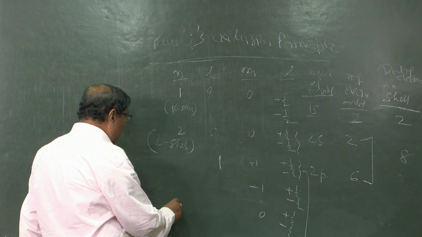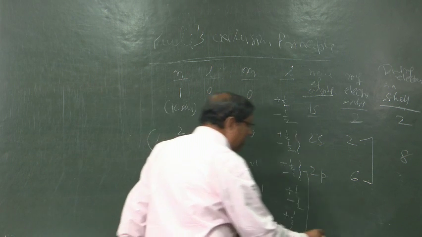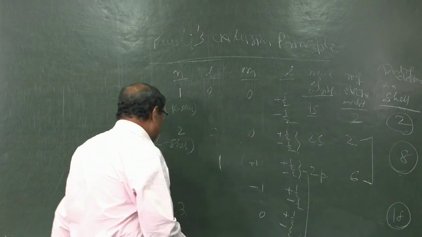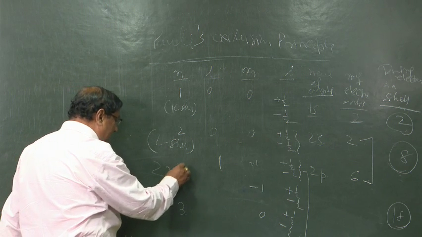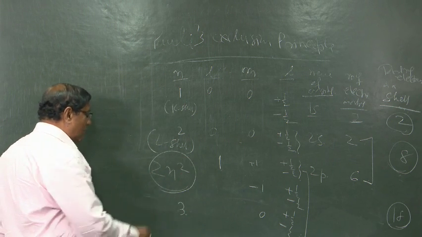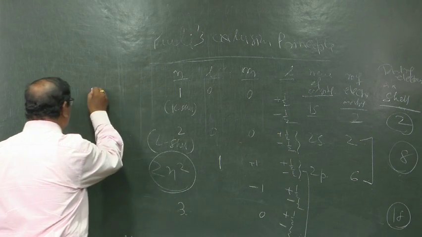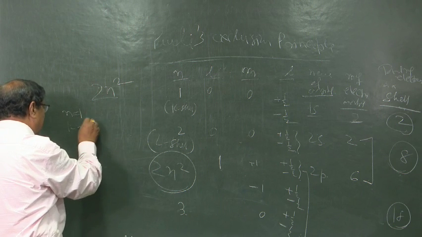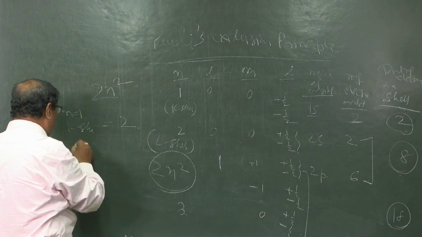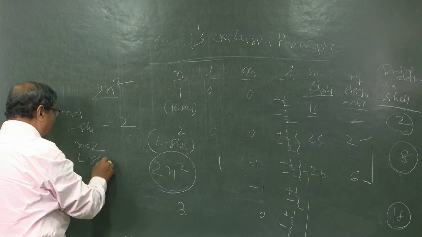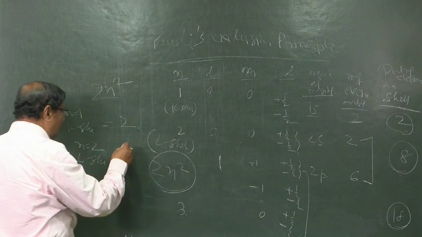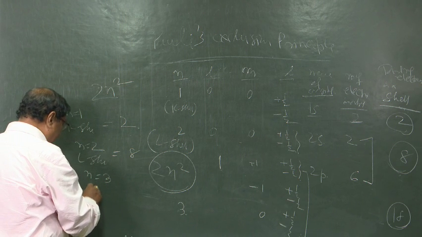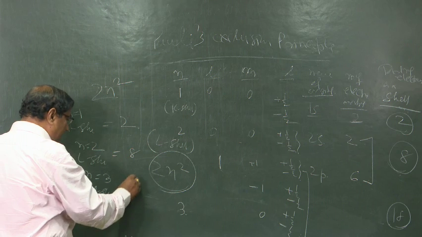Similarly, if you go to n is equal to 3, we will get 18 electrons. So we arrive at a formula. The maximum number of electrons in a shell is equal to 2n square. When n is equal to 1, that is your K shell, this is equal to 2. When n is equal to 2, it is the L shell, this is equal to 8. When n is equal to 3, the M shell is equal to 18.